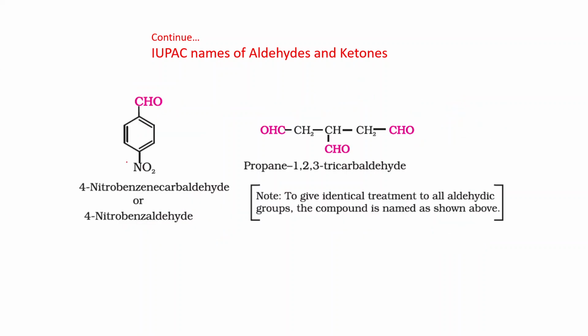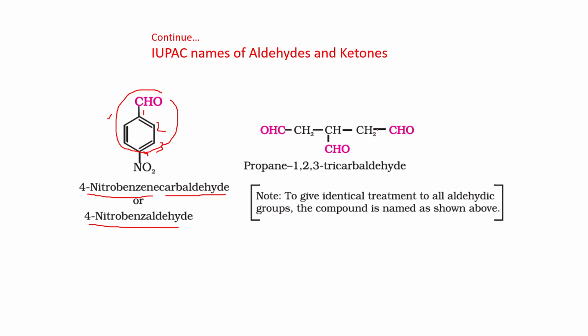Now see, this is an aromatic aldehyde. First, numbering is given to this one, 1, 2, 3 and 4. This is 4-nitrobenzene carbaldehyde. It is also considered as a derivative of benzaldehyde. That's why if only CHO is attached to the benzene ring, this is benzaldehyde, and at the fourth position NO2 is attached, that's why this is 4-nitrobenzaldehyde.